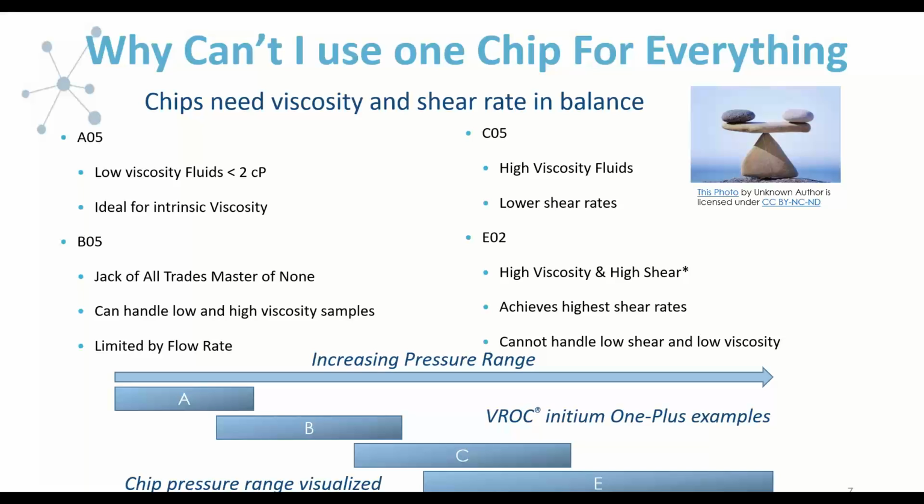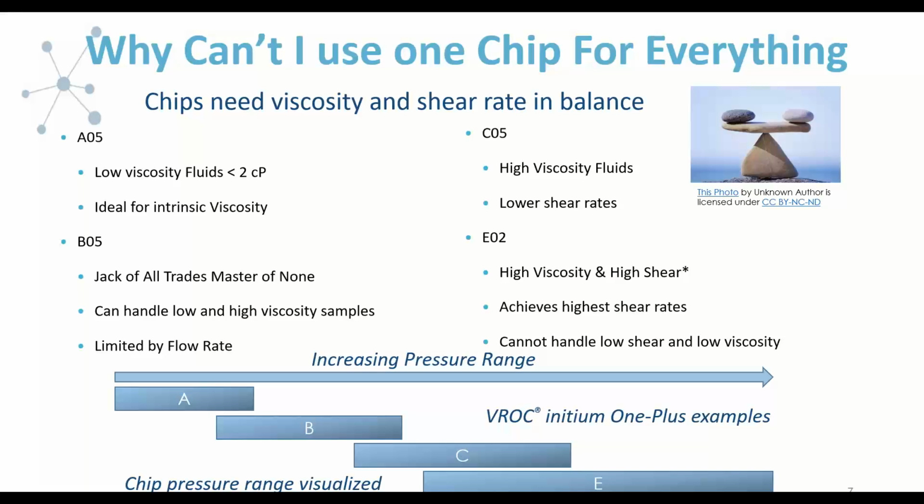And so for the case of the Initium 1 Plus, the A05 chip is really ideal for low viscosity fluids, less than 2 centipoise, and is really powerful as a tool for measuring the intrinsic viscosity, because it can get a really, really high signal to noise ratio with these really low viscosities. And so that is good when you're trying to measure the intrinsic viscosity of your samples.